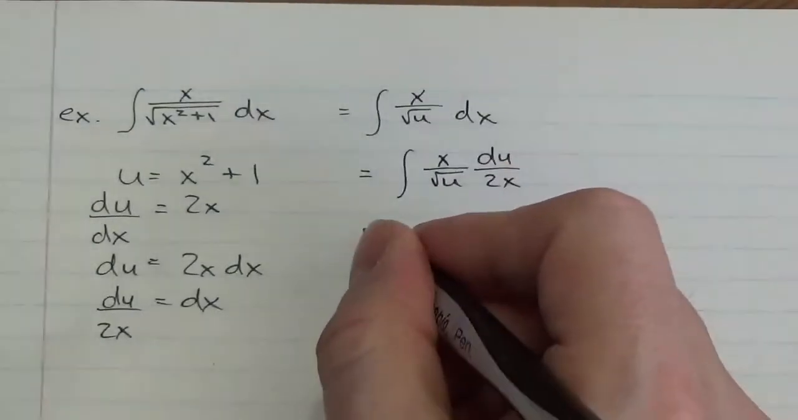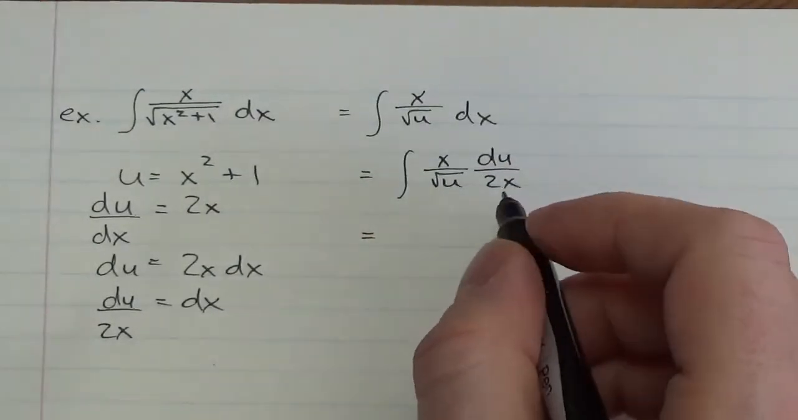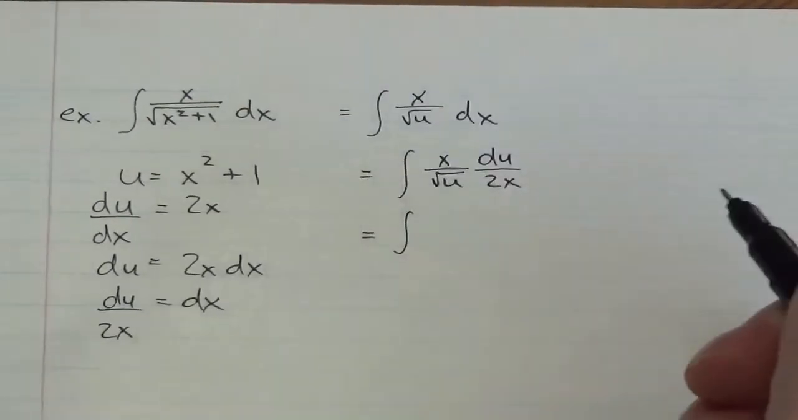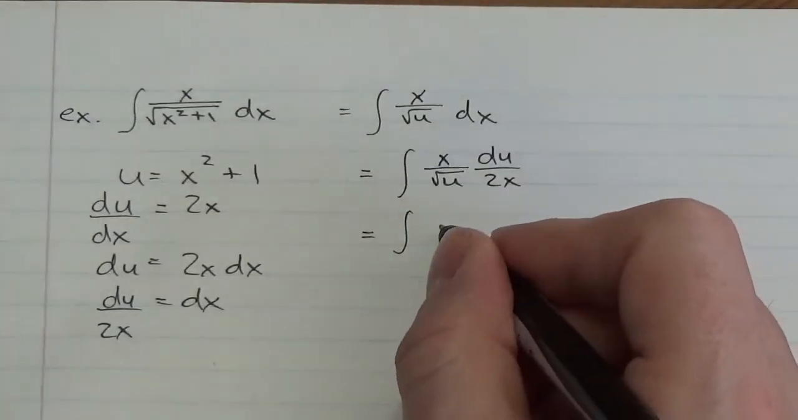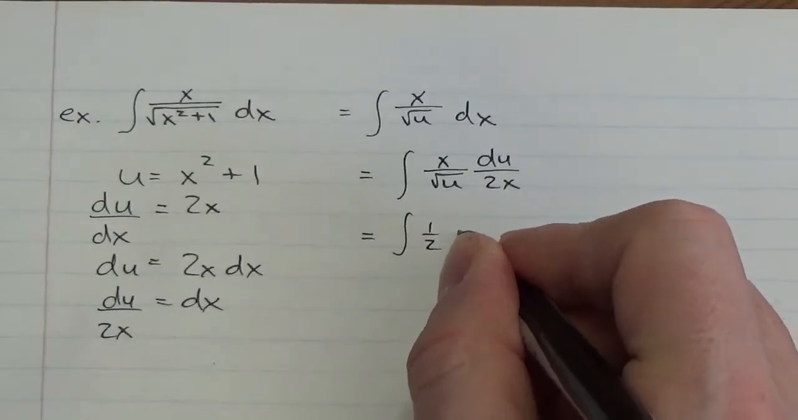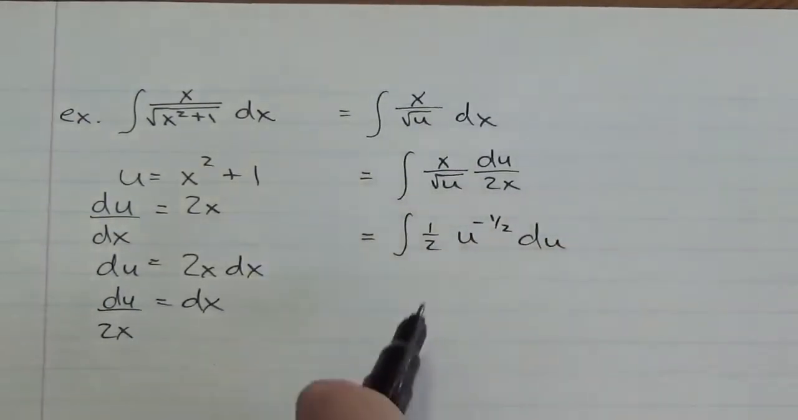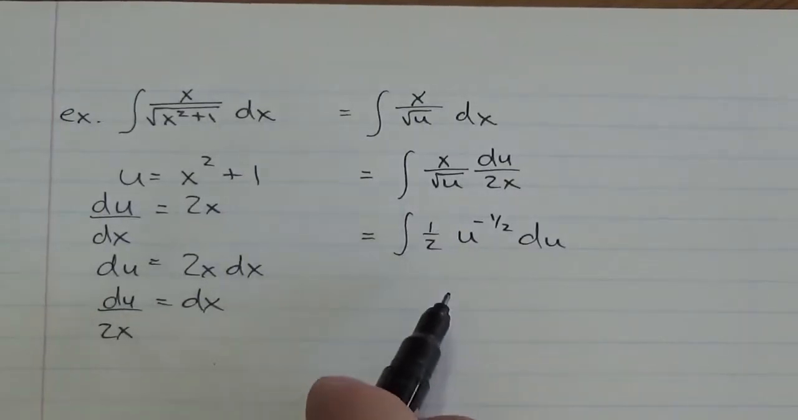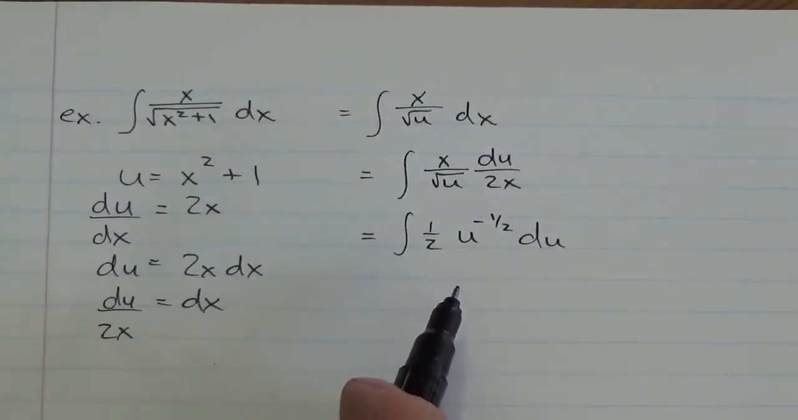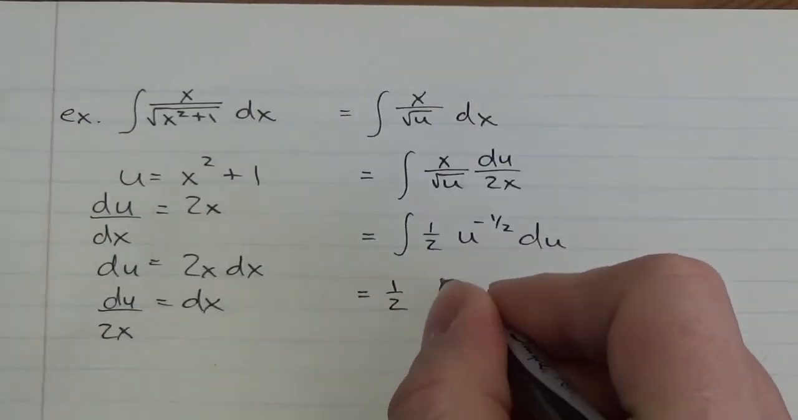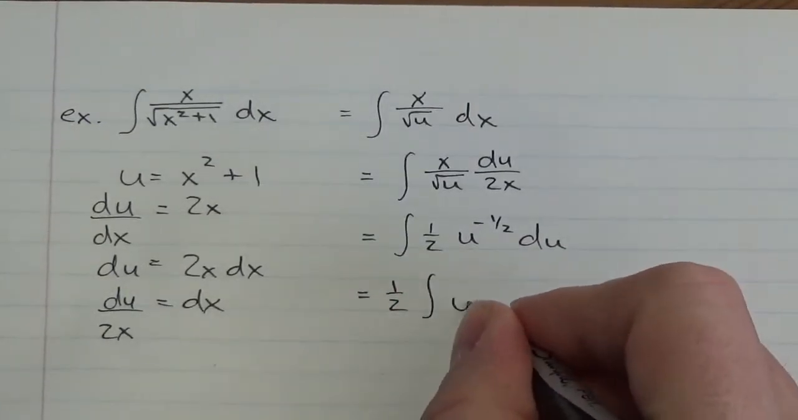My x's are going to cancel. And actually, I'm going to rewrite this, make it just a little bit easier. I'm going to try to get rid of that rational form there. So this is going to become 1/2 u to the negative 1/2 du. So I'm still stuck with this coefficient here, but that's okay at this point, because remember, one of my rules is I can pull that coefficient right out and deal with that 1/2 later.